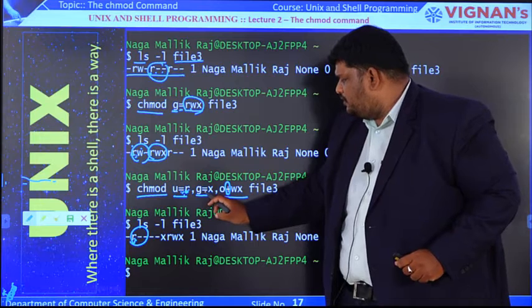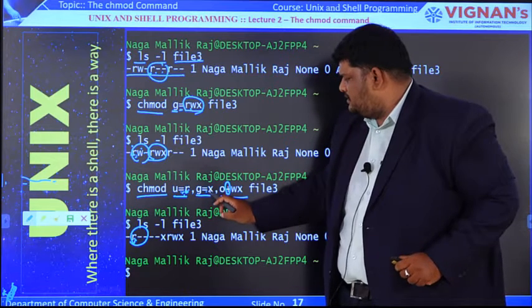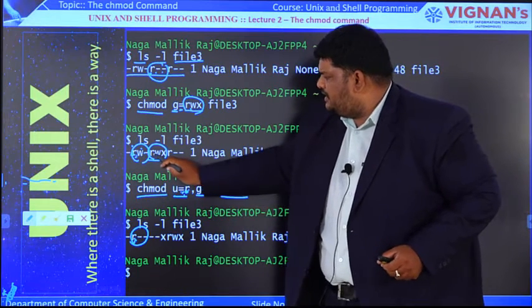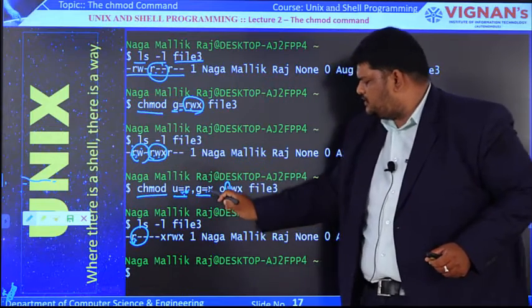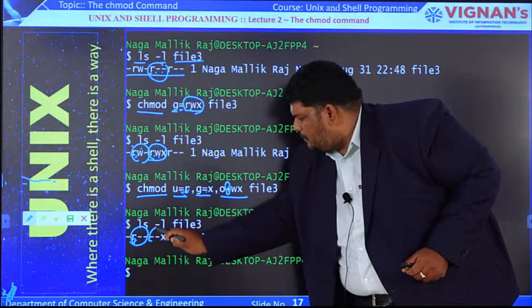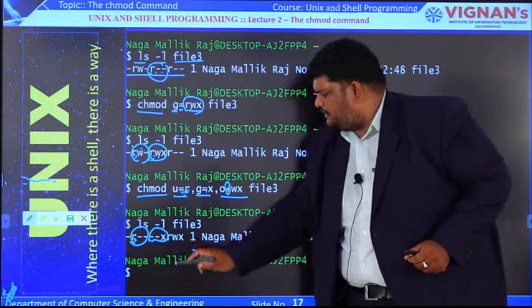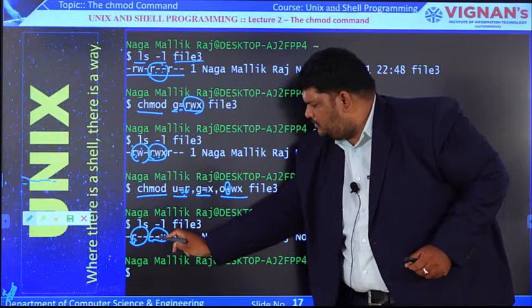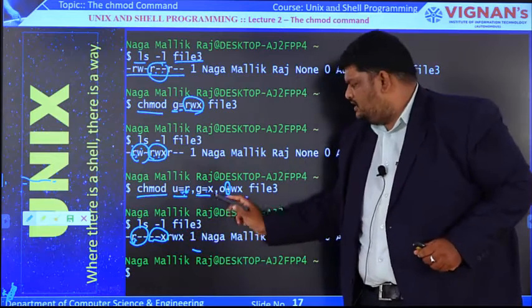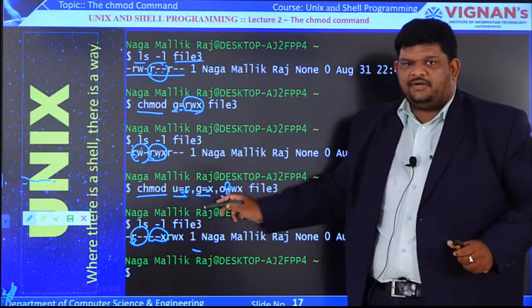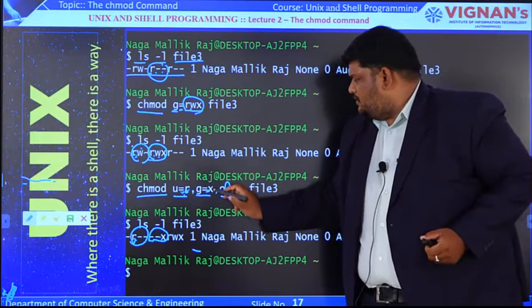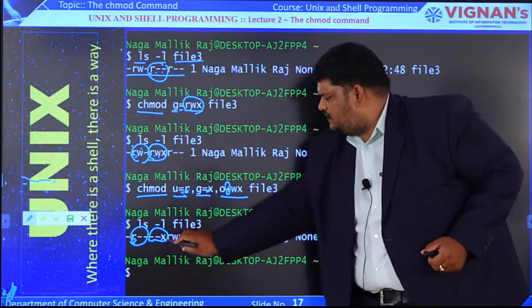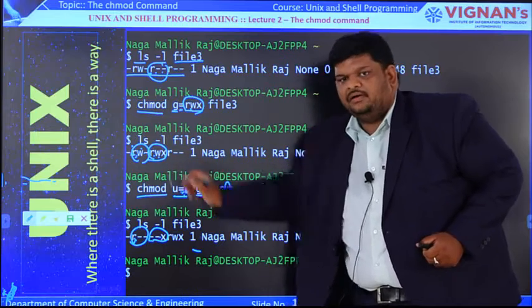Similarly for group, we are assigning X, that means execute. Previously read is there, write is there, execute is there, but it is overwritten with this one. That means only execute permission will be allocated. Read permission will be removed, write permission will be removed, because we are using the equal to operator. It will overwrite the previous permissions. So equal to X means only X will remain, all previous permissions will be removed.